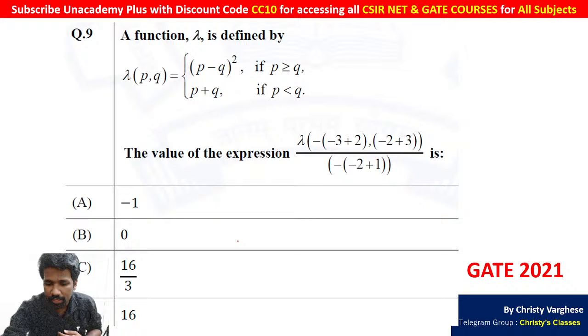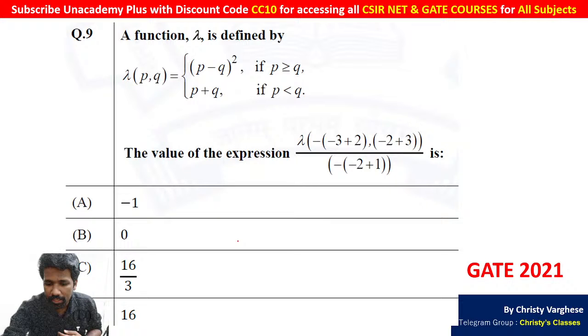Deepa got option B. Okay, Priyanka also option B, Liston also option B. So I will start explaining then.